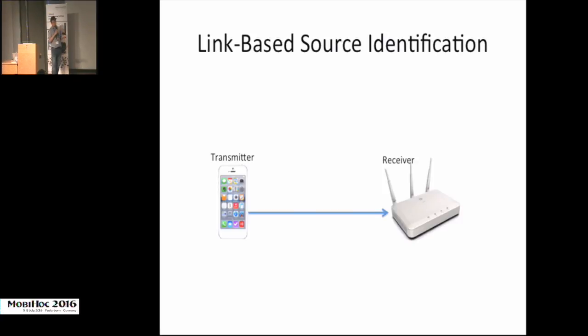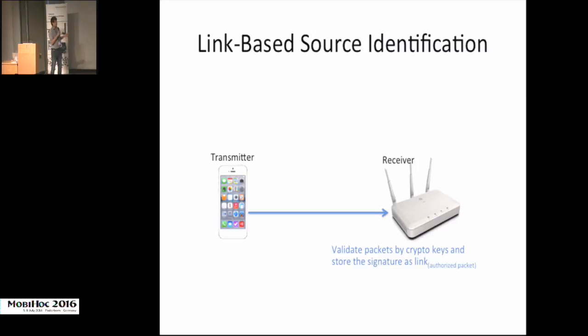Assume there's a receiver, and there's a transmitter going to send a packet to the receiver. Usually the packet is first validated by the crypto system. Later on, once the receiver knows that the packet is from the authorized transmitter, it remembers the link signature of that packet in its database.